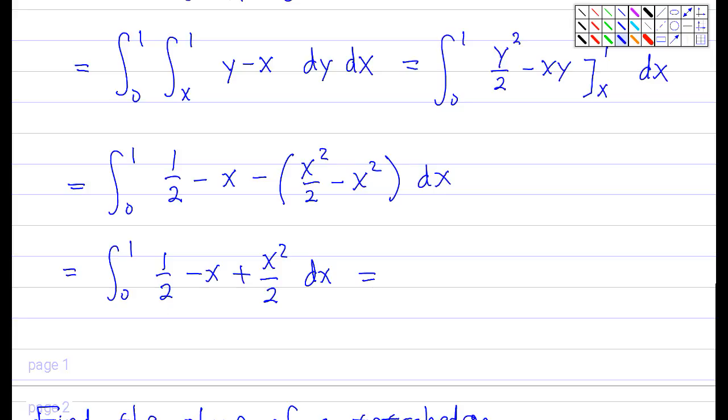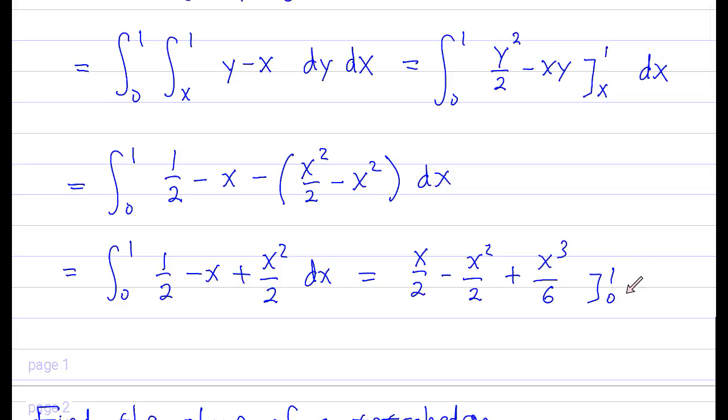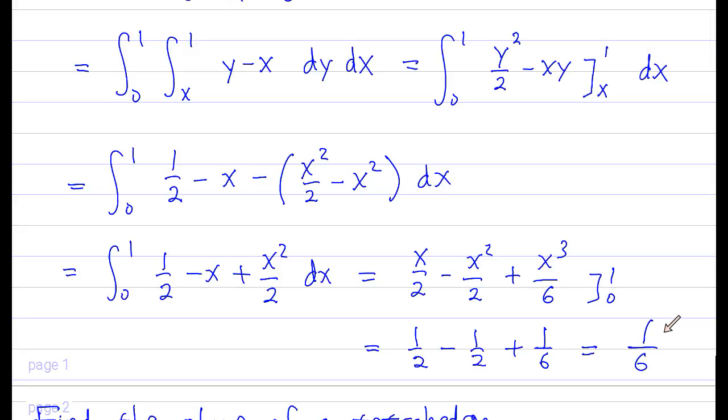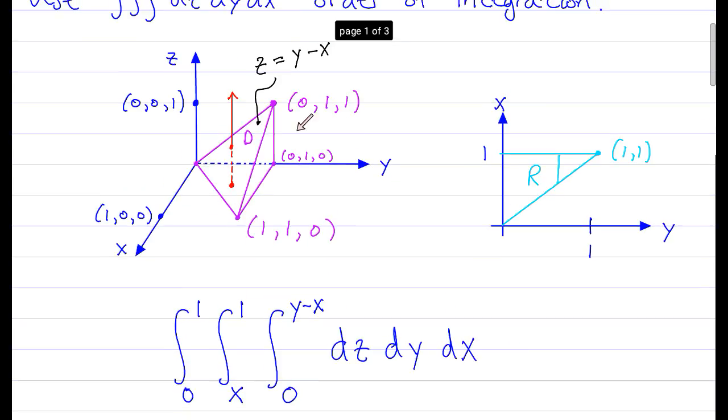Okay. Continuing to do the integral, I get x over 2 minus x squared over 2 plus x cubed over 6, evaluated from an upper bound of 1 to a lower bound of 0. If I plug in 0, I'm just going to get 0. So all I have to really worry about here is what happens when I plug in 1, which is 1/2 minus 1/2 plus 1 over 6. And finally, after all that work, I get that the volume of the tetrahedron is 1 over 6. So this tetrahedron has a volume of 1 over 6.